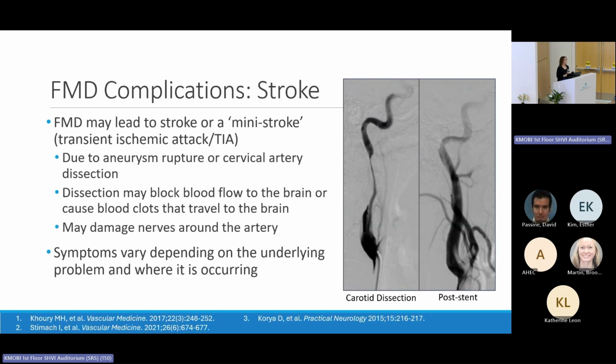Okay, so moving on to the next complication. The next complication is stroke. FMD can lead to stroke either by way of a mini stroke, or TIA, or it can be due to aneurysm, or it can lead to a full-blown stroke. That can be either due to underlying aneurysm rupture or something like a dissection in one of the neck arteries that either blocks blood flow to the brain or sends off blood clots to the brain as well.